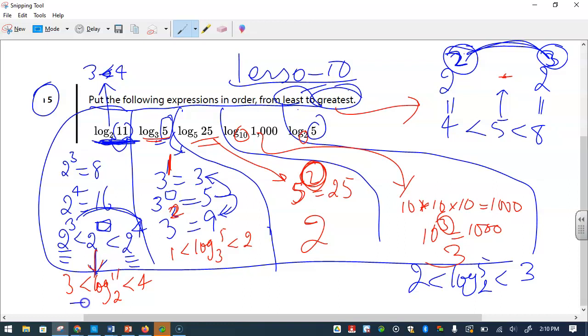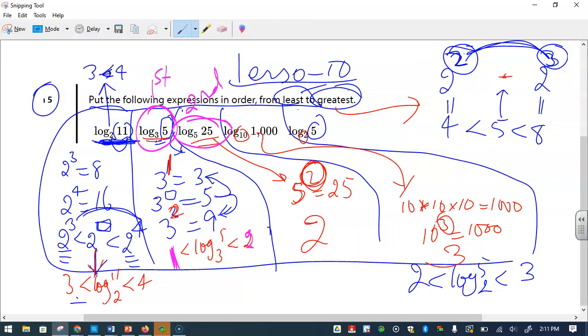Now you can see which one is the smallest and which one is the highest. This one is 3 and 4. So now you decide which is the smallest among these. If you see this, this is between 1 and 2. So this is the smallest. That's the first one. After that, there's a 2. So this one with the 2 is the second.